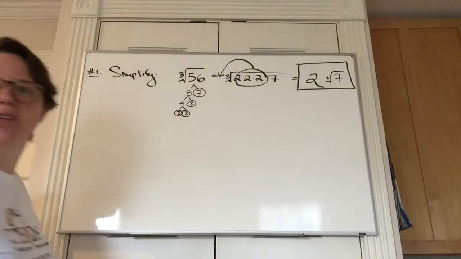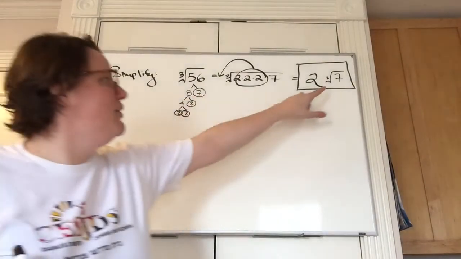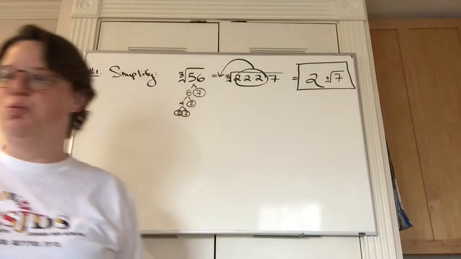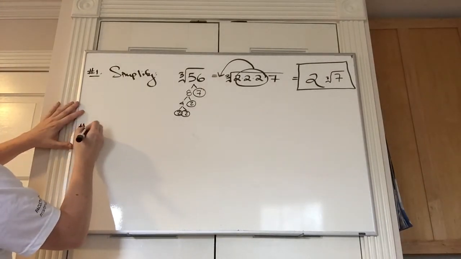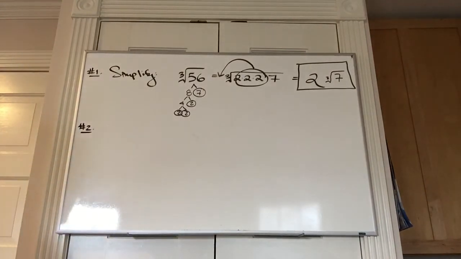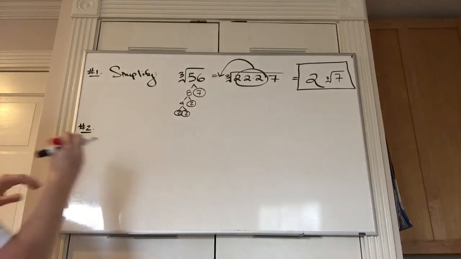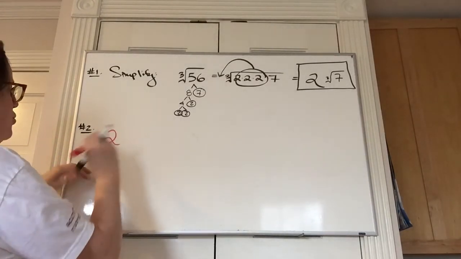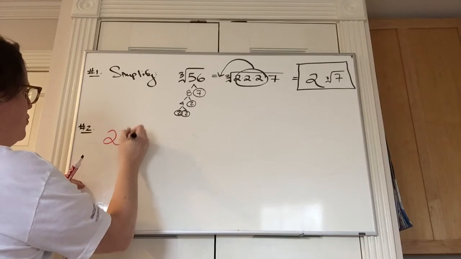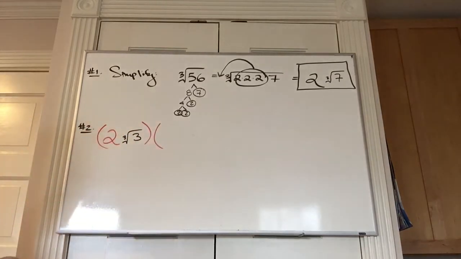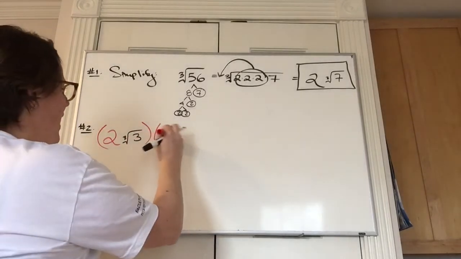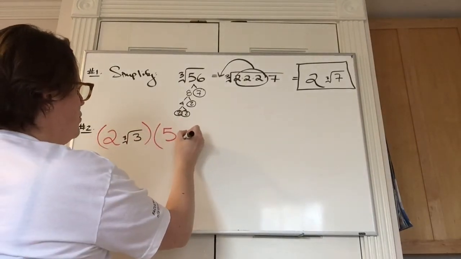That index on the root can be really, really tiny. It's just a little thing letting us know this is 2 times the cube root of 7, not 2 times the square root of 7. Okay. Other skills that you can apply here. Let's say I asked you to do a multiplication problem where I had 2 times the cube root of 3, and I said, let's multiply that times 5 times the cube root of 9.